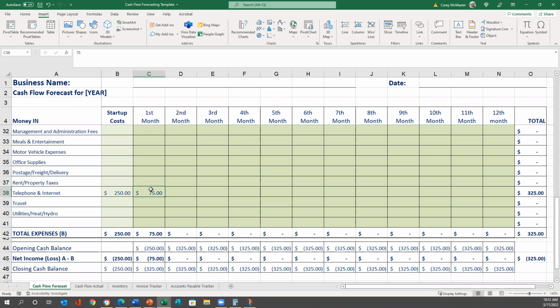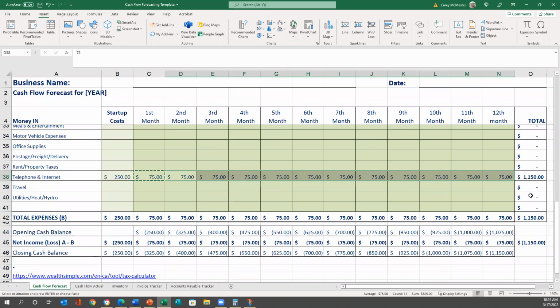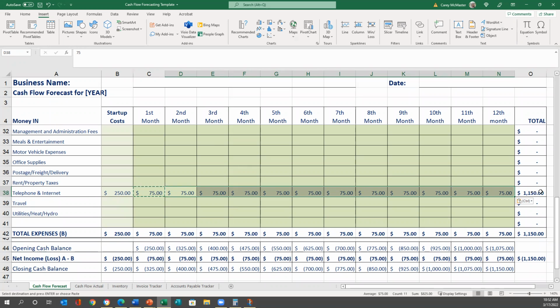Now, if I do a Control C, which is to copy, and then do a Control V, as in Victor, we'll paste the information because I know that my monthly telephone and internet charges are going to be the same based on the plan that I've chosen. It also gives me how much I've spent for the year, or how much I anticipate spending for telephone and internet for the year. And again, you can see that this is populating.